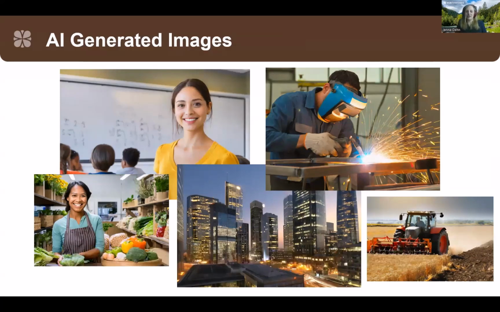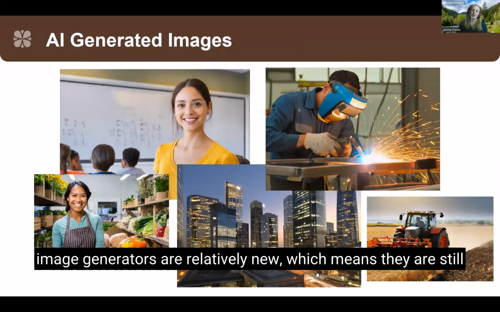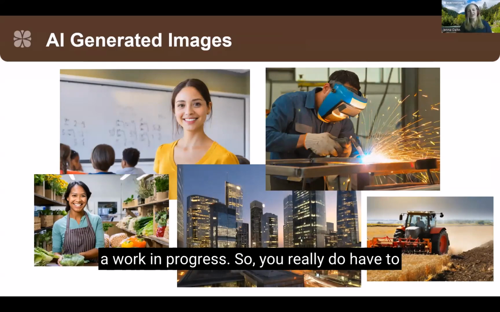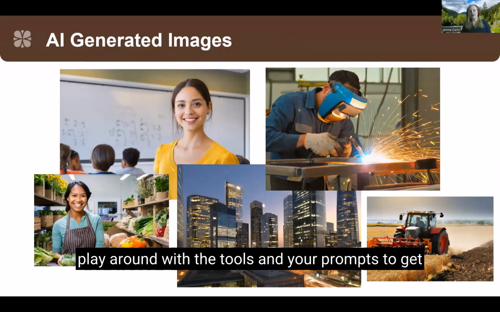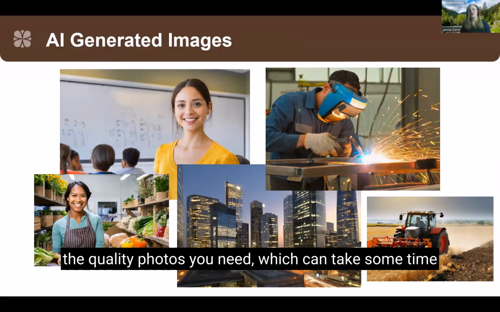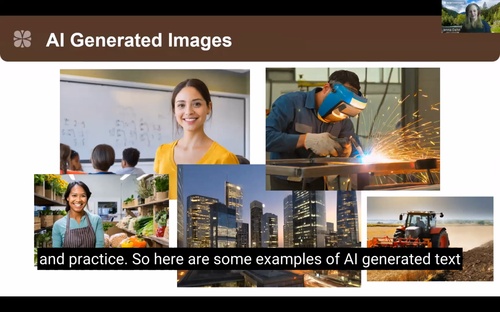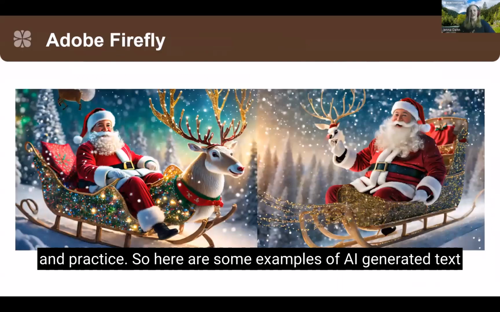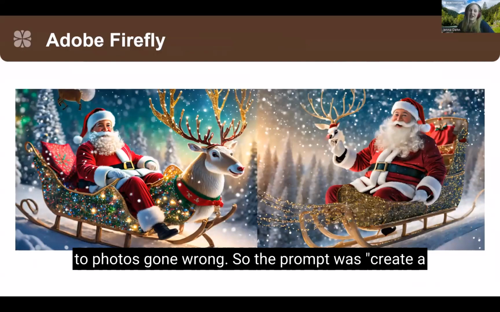However, AI text to image generators are relatively new, which means they're still a work in progress. So you really do have to play around with the tools and your prompts to get the quality photos you need, which can take some time and practice. So here are some examples of AI generated text to photos gone wrong.